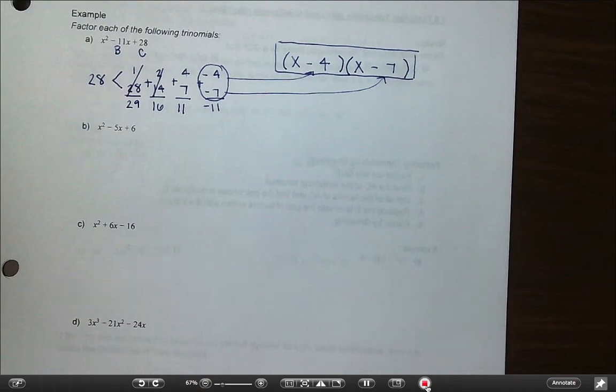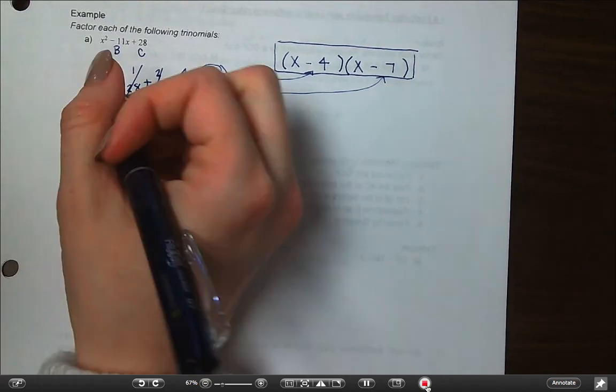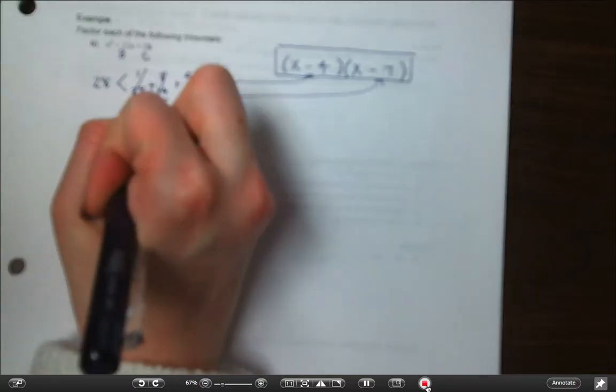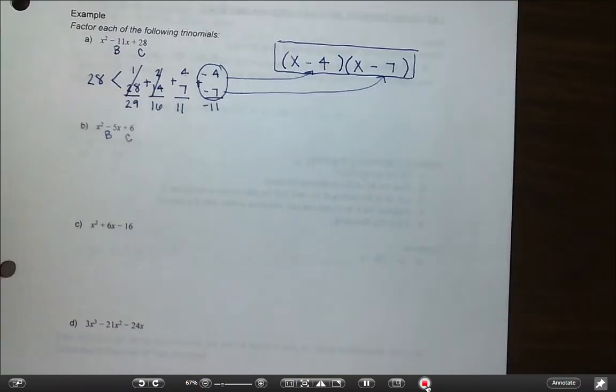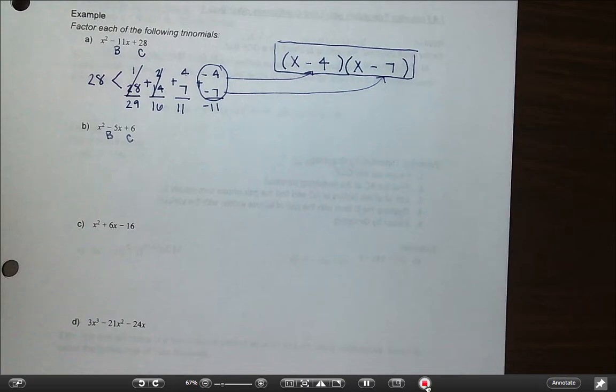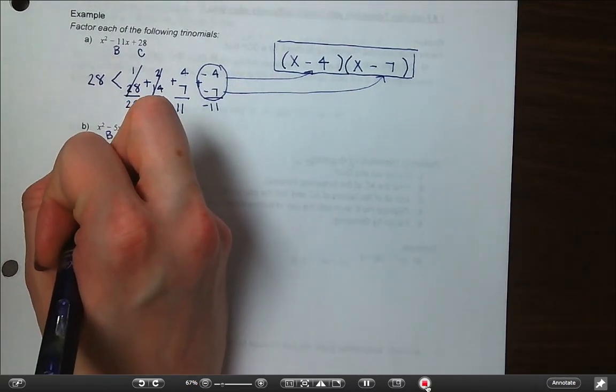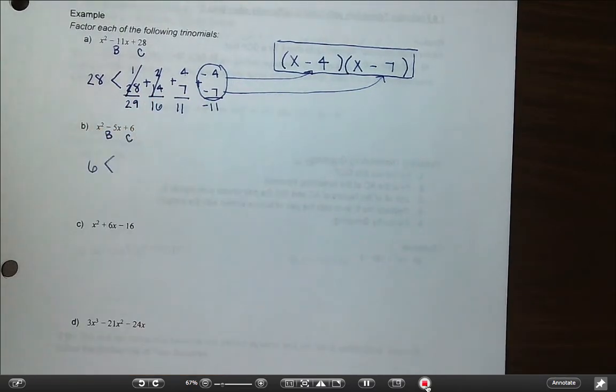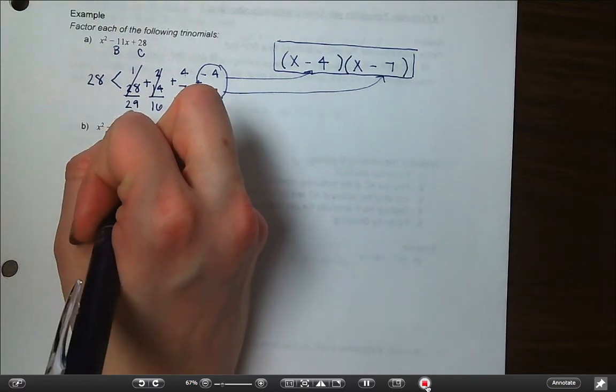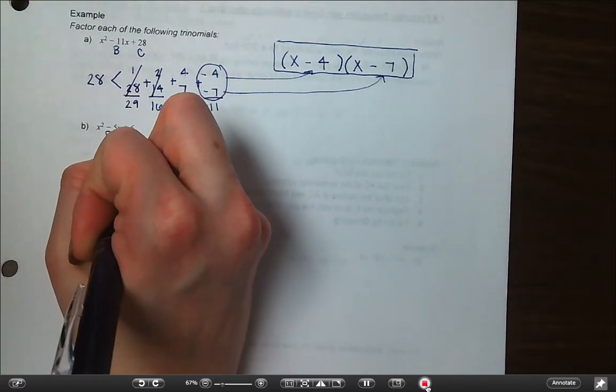All right, let's do b. X squared minus 5x plus 6. So b is negative 5 and c is 6. We actually found these factors in the front. So our factors of 6 that add to be negative 5 are negative 2 and negative 3.